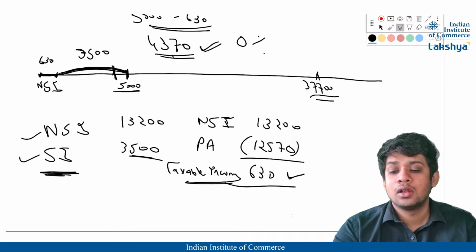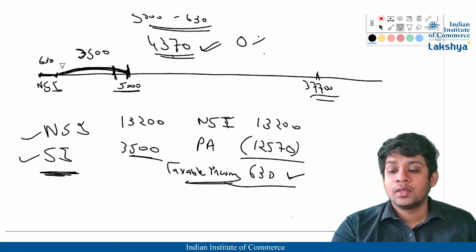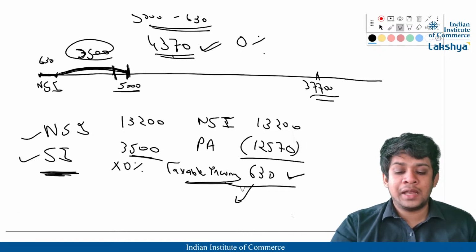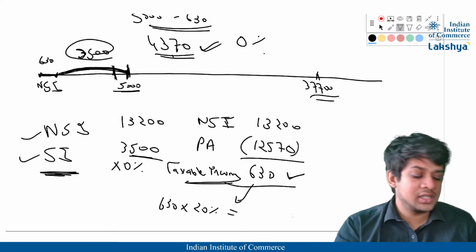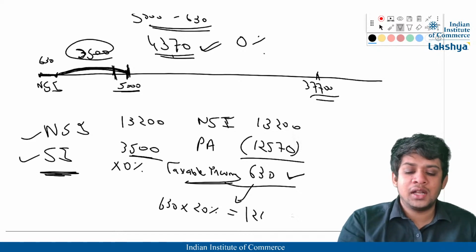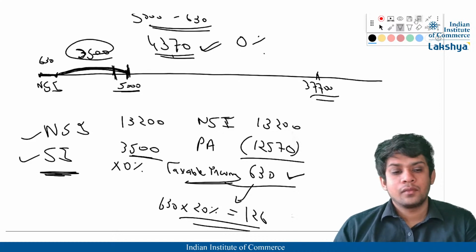Correct? So that means it is within the starting rate band of 5,000. That is the reason why I am going to take 3,500 at 0% tax. So the only tax that I am going to pay is on the 630, the 20% tax on the non-savings income, that is 126. Always remember this, guys.